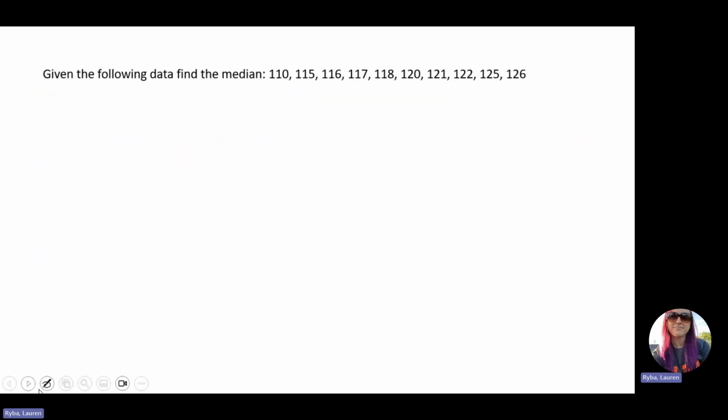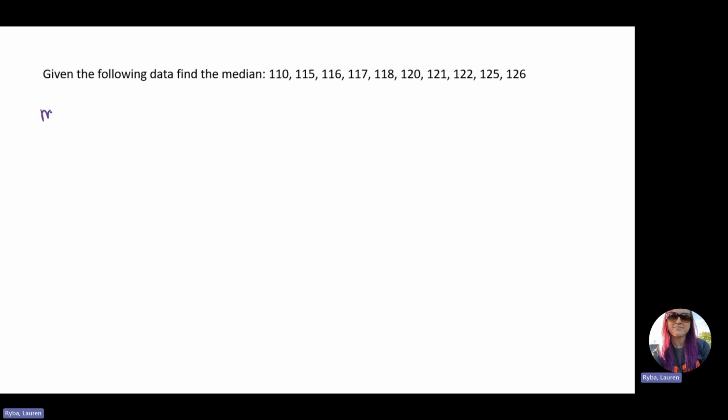So another example. This one gives us the values of 110, 115, 116, 117, 118, 120, 121, 122, 125, and 126. The nice thing about this one is it is already in numeric order, so I won't have to arrange them when it comes time to do the median.